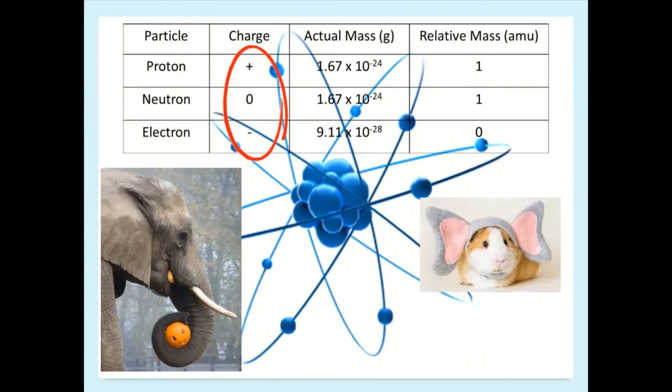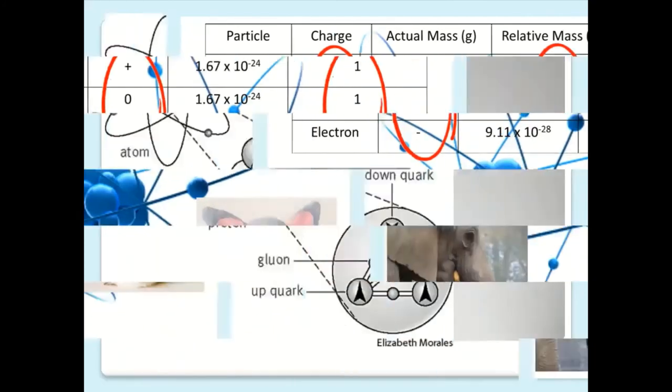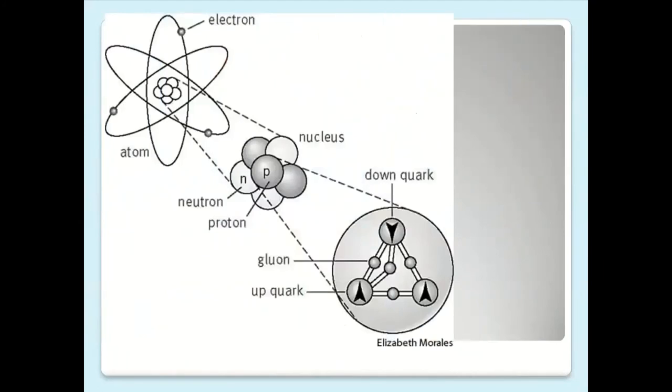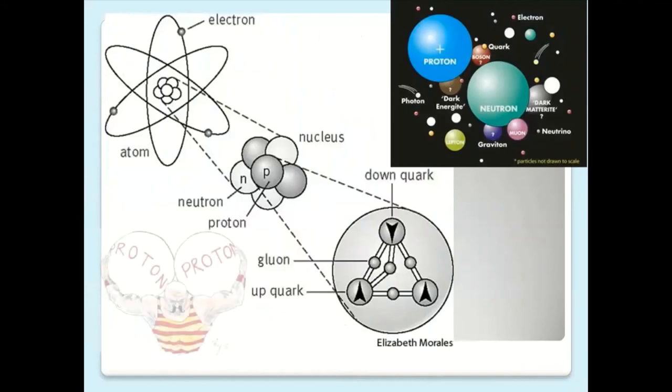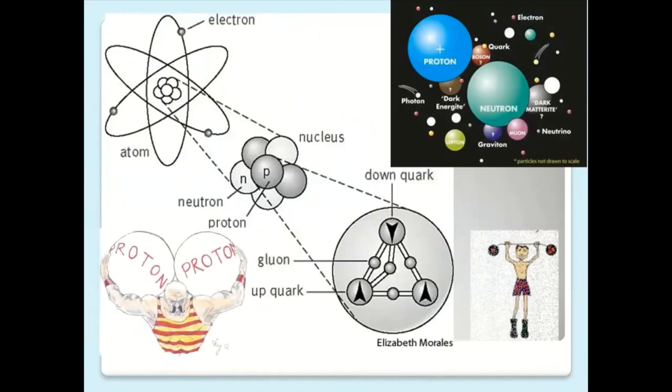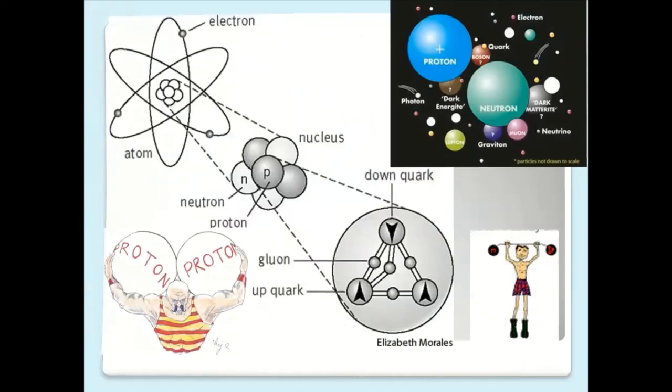So what you need to know are the charges, and we'll go through this in lecture. You don't have to write anything down, and the masses, the relative masses. So we have this, and then they have the quarks, and then they have the dark energy and the neutrino and the strong force and the weak nuclear force. And oh my goodness, what does it all mean?